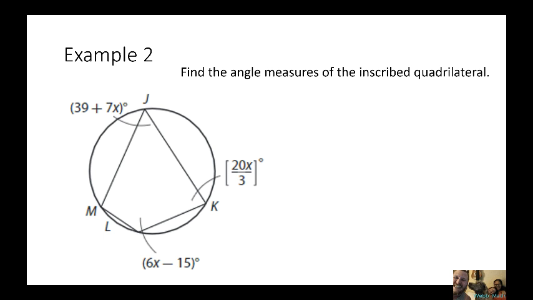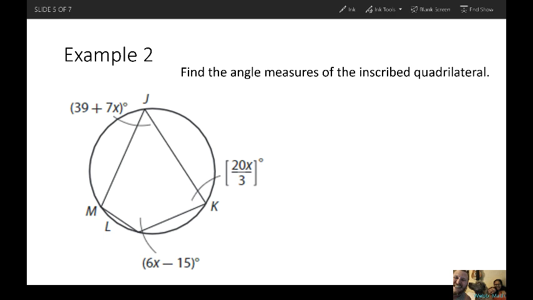So I'll tell you what, go ahead and solve this one. See if you can do it. Again, I'll give you a heads up. Angle J, his opposite is going to be angle L. What do you know about those two angles? They have to add up to what? Don't set them equal to each other, I'm sorry. Add them together, set them equal to 180. Solve for x. Let me know if you get the answer.